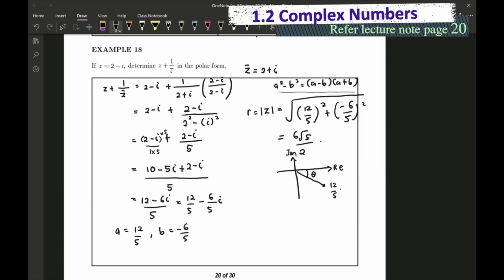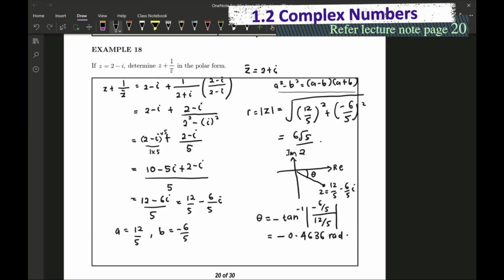How do we find the theta? We have 12 over 5 minus 6 over 5 i here. Theta is actually, because it is in the fourth quadrant, so we know that in front of the tangent inverse must be negative. Tangent inverse of what? The modulus of b over a, negative 6 over 5 over 12 over 5. By using a calculator, we get the value equal to negative 0.4636 radian.